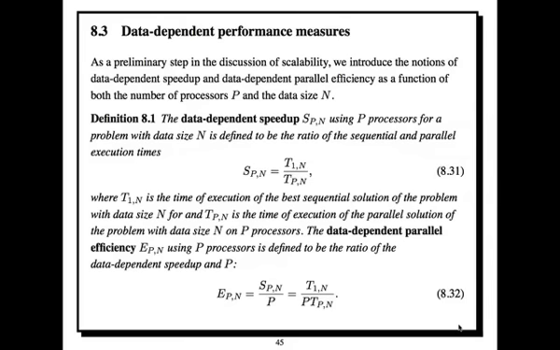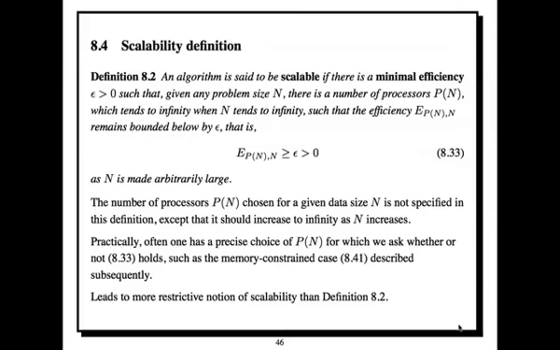And so what we can do is define notions of data-dependent speedup. For a given n, we record the sequential time and the parallel time. That gives us our data-dependent speedup, and correspondingly the data-dependent efficiency. And the definition they gave of scalable is if there is a minimum efficiency. So it says that for every n, there is a p of n, a function of n, such that the efficiency is bounded below by epsilon, greater than 0, for n arbitrarily large.